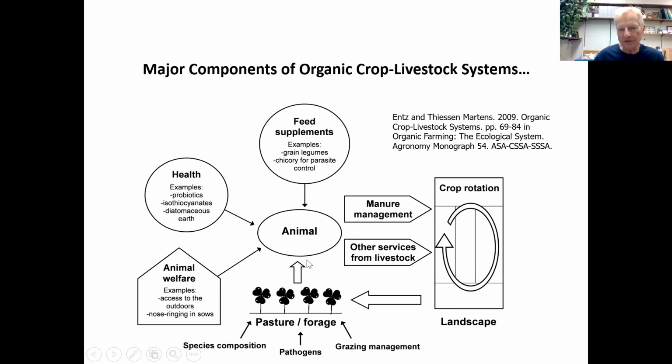We've got the animal in the middle, and we're grazing the animal on pasture, on perennial pasture. That is the cheapest way to graze, to feed ruminants, is have them grazing on perennial pastures. And so we can consider what species to add. We can have grazing management that's superior, that utilizes that pasture more efficiently and profitably. And we have to be aware of things like pathogens, especially with sheep. So that's one way to feed the animals.